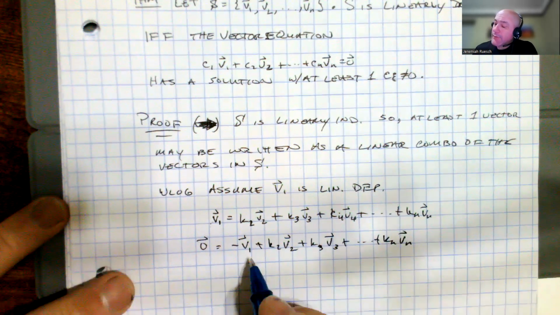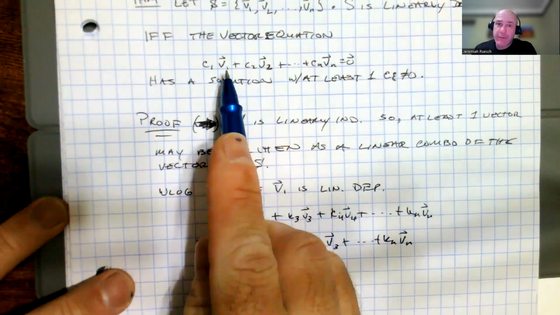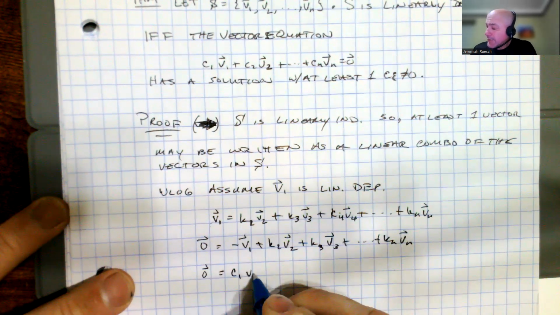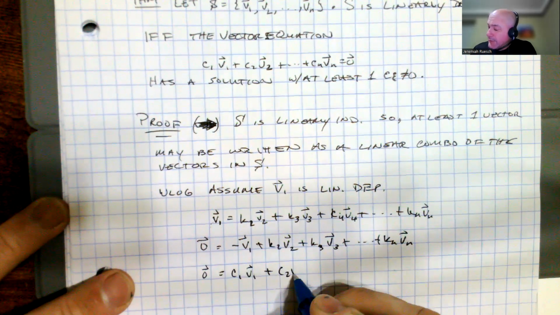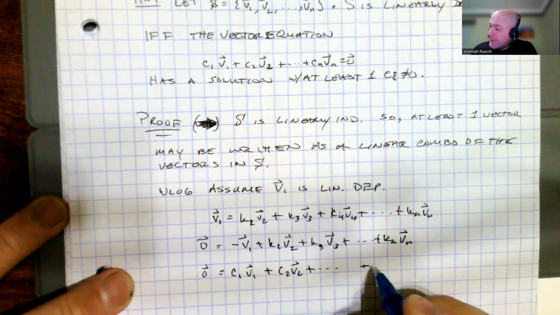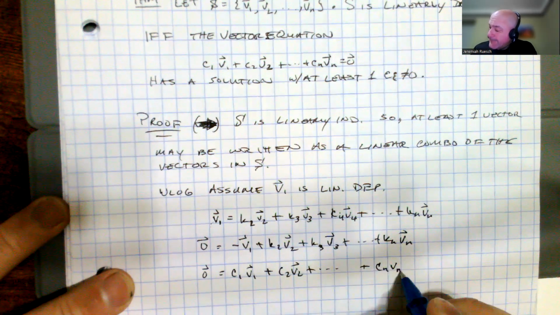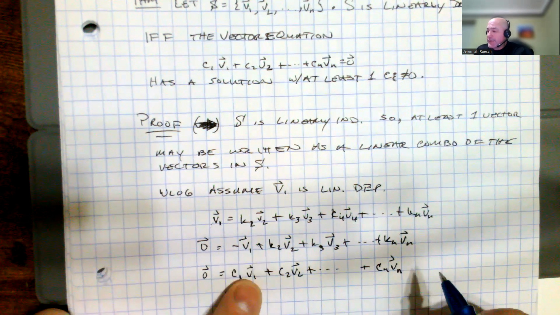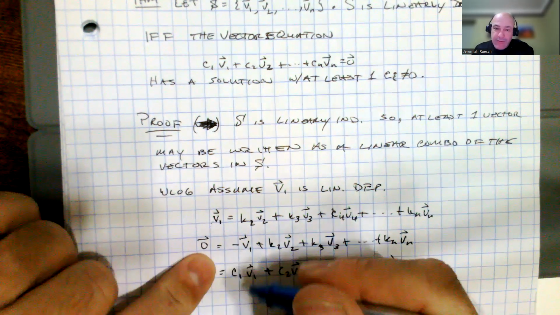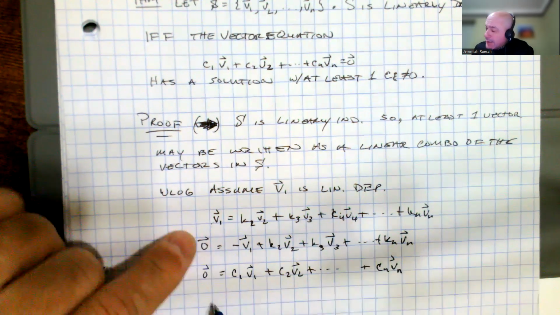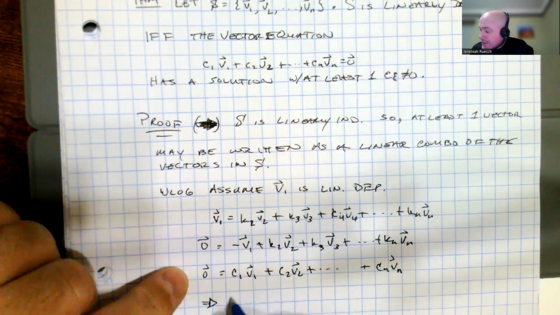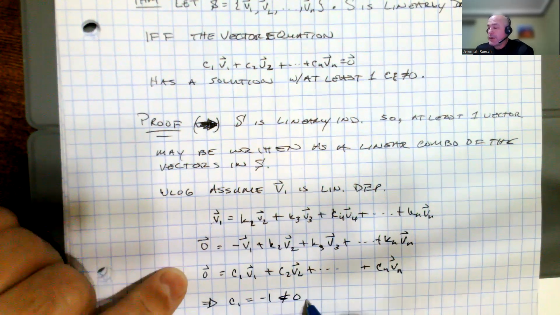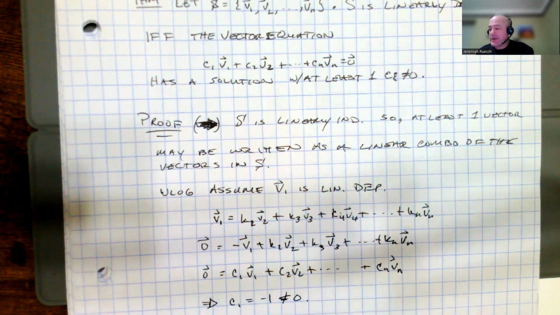Then if we write this as a linear combination from what we know about the set, we also know that c1 v1 plus c2 v2 plus dot dot dot plus cn vn equals 0. The only way this is simultaneously true for both linear combinations is if we equate coefficients. That implies that c1 is equal to -1, which is not equal to 0, which is what we needed to show for the forward direction.